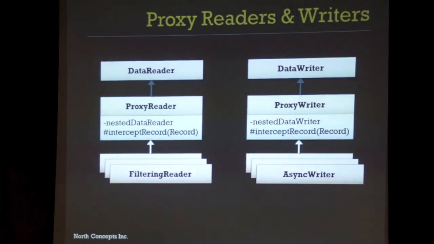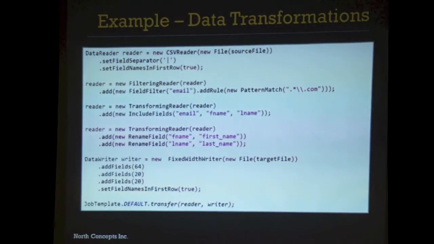So just delving a little bit into the code now. This example takes data from a CSV file and converts it to a fixed width file. But in the middle it does a whole bunch of transformations. The first line creates the new CSV reader, and it says the field separator is a pipe, so it's not really CSV, it's delimited, but everyone looks for CSV, they don't look for delimited, so that's why it's called CSV reader. Next, it says that the field names are in the first row.